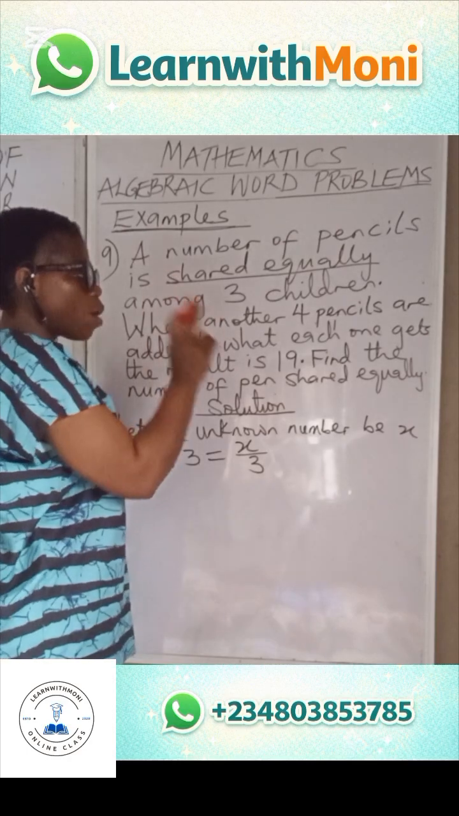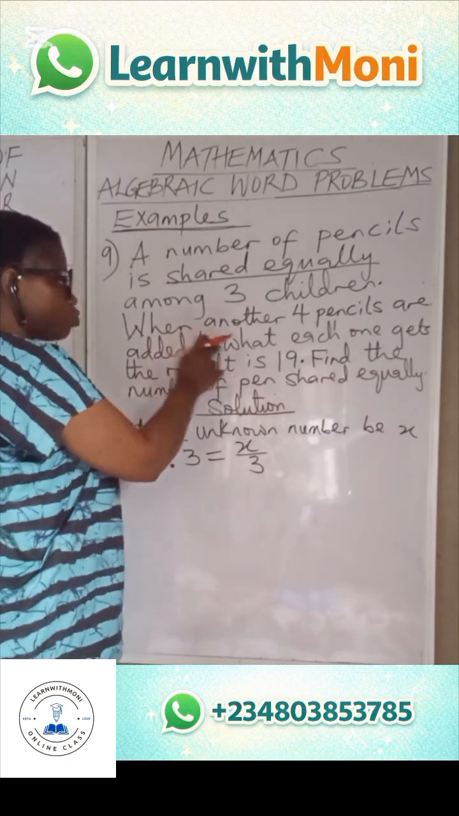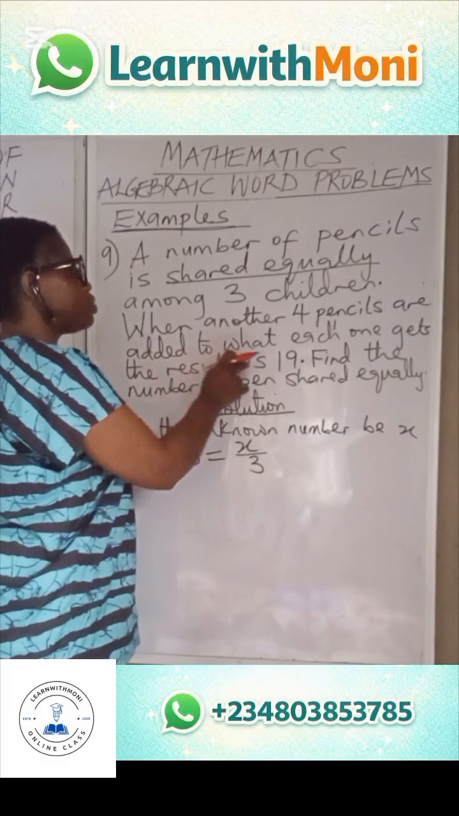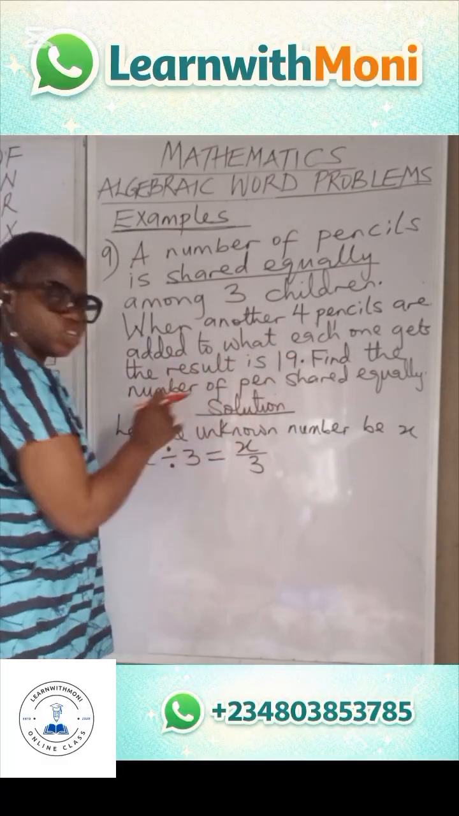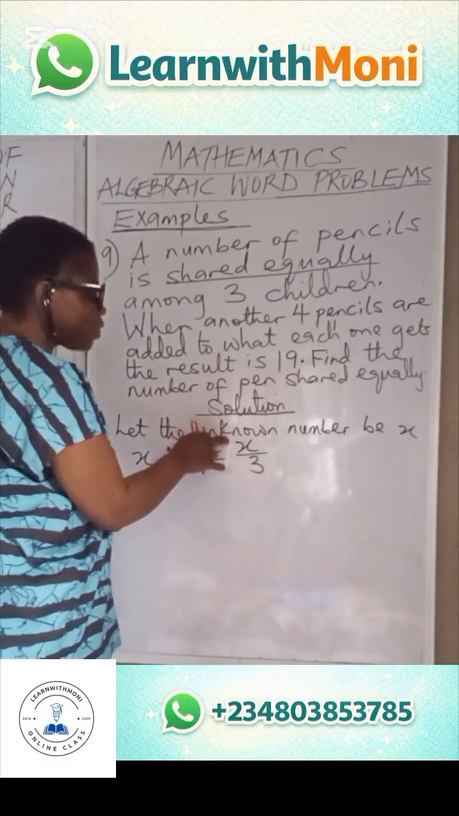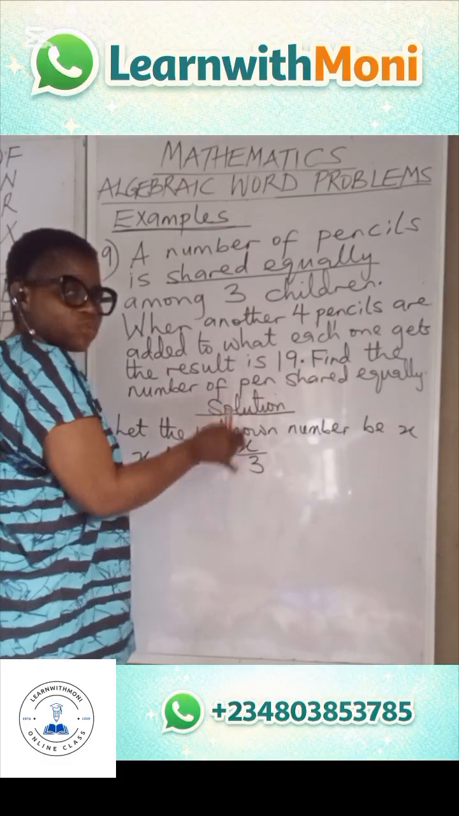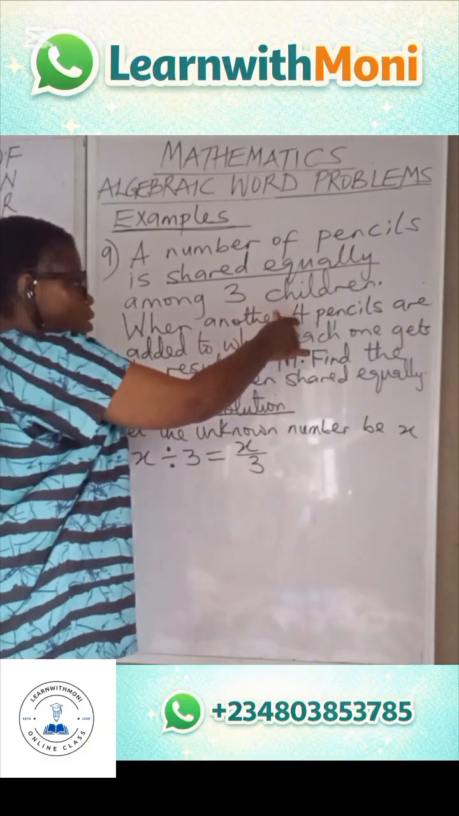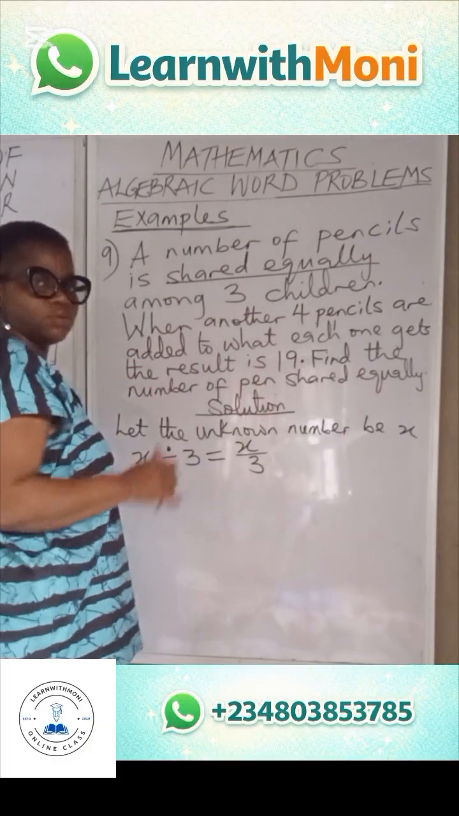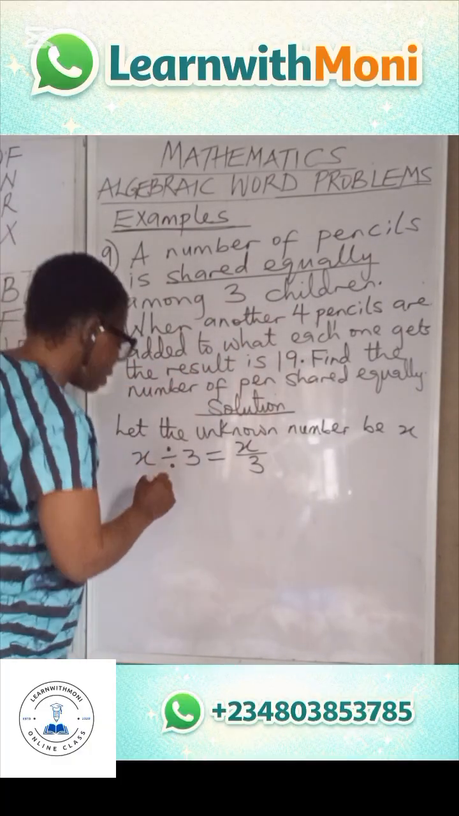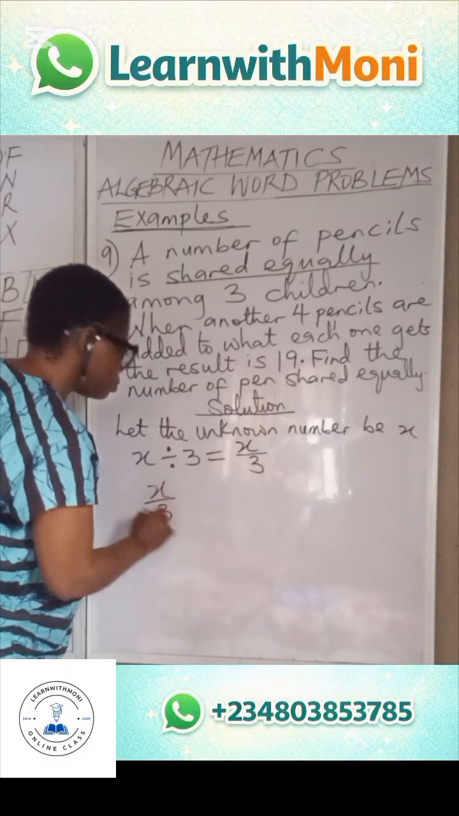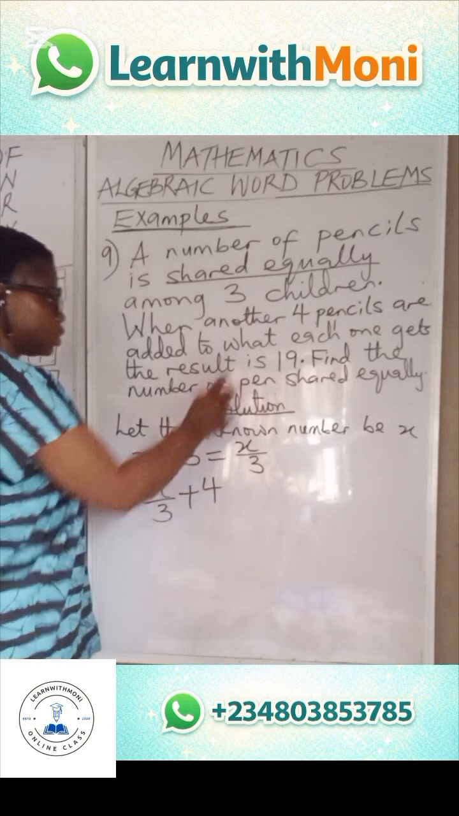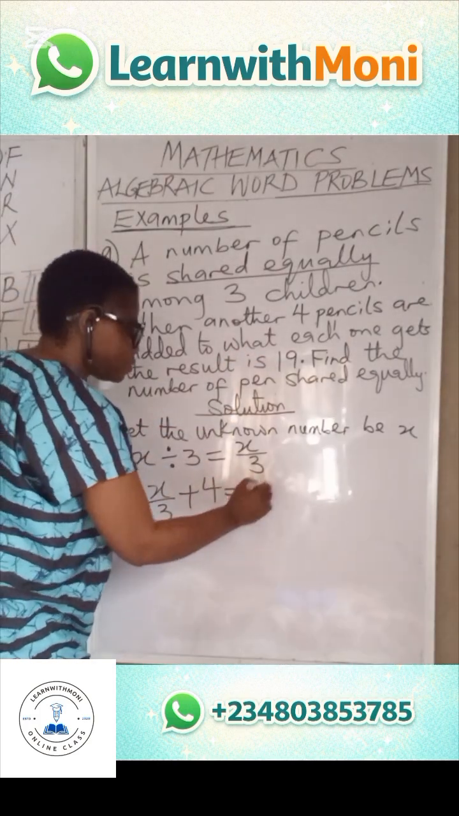When another 4 pencils are added to what each one gets, the result is 19. This is what each one gets. When you have divided it by 3, each one will get x over 3. So, when another 4 pencils is added to what each person gets, that means x over 3, another 4 pencils added to it, plus 4, the result is 19.